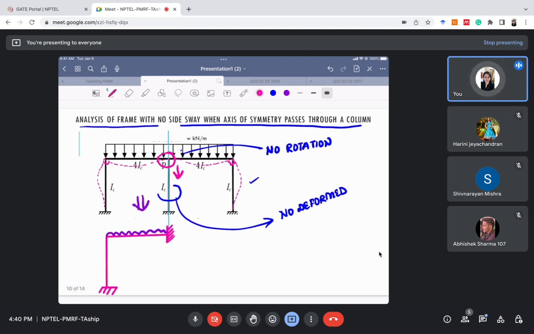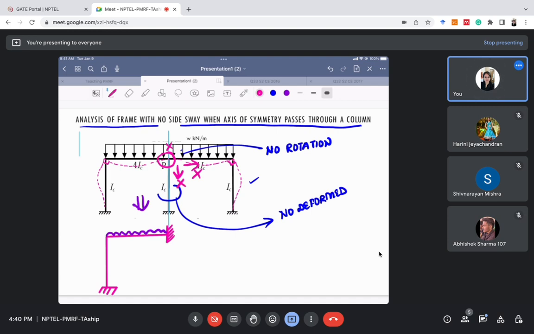So no rotation and no vertical or horizontal movement, because there is no sway also. There is no horizontal movement, no vertical movement, and no rotation. This is the property of a fixed joint, right? No horizontal movement, no vertical movement, and no rotation. So this joint P is actually acting as a fixed support.